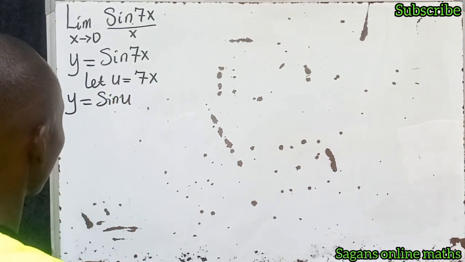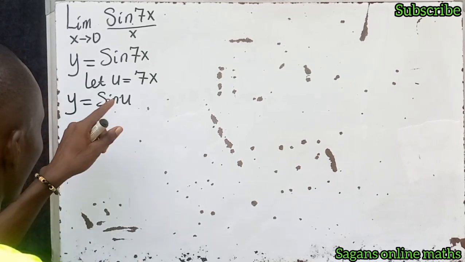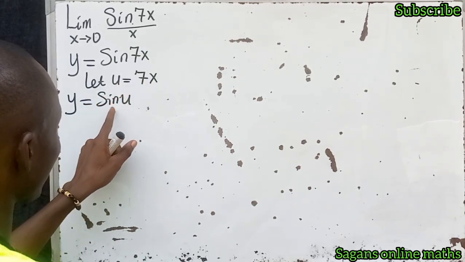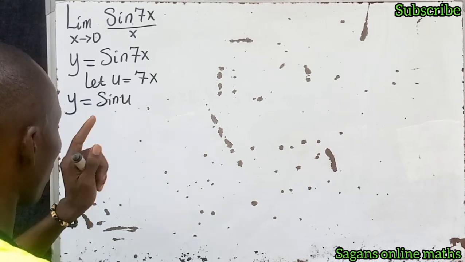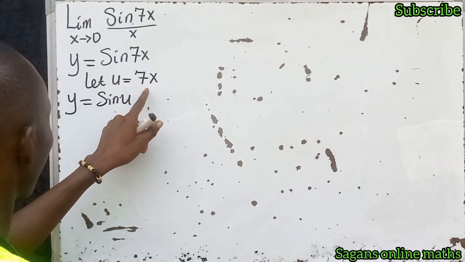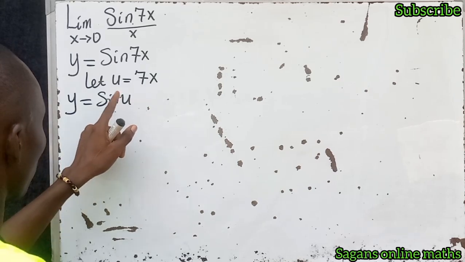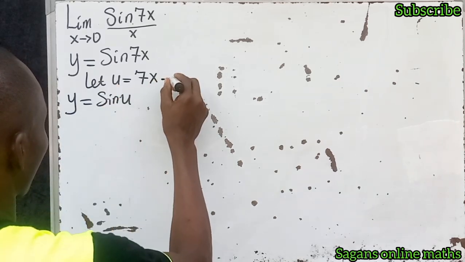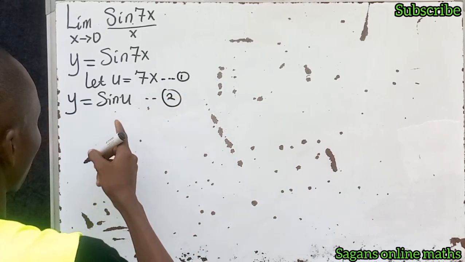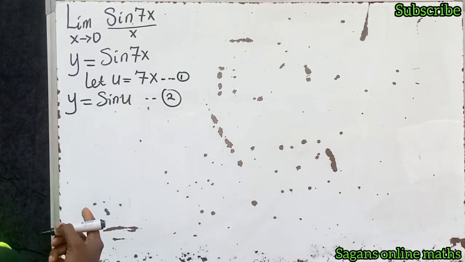Amazing. Now you can see that we are getting two functions. u is equal to 7x, and y is now equal to sine u. Now what you are going to do, you're going to differentiate respectively. Let's differentiate u with respect to x and differentiate y with respect to u. So we can call this equation 1, and we can call this equation 2. Now from equation 1, let's differentiate u with respect to x.